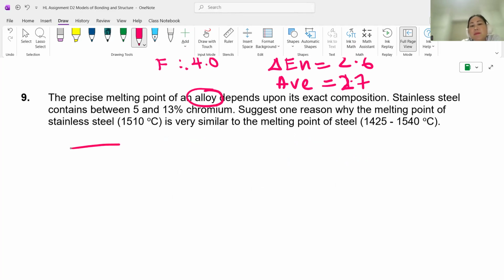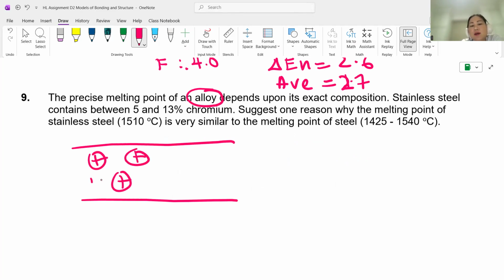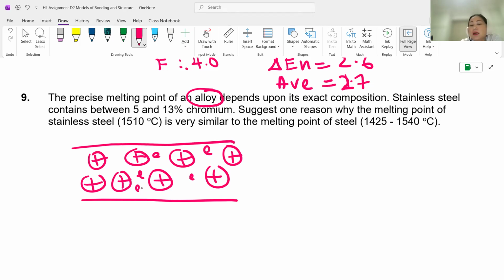If you remember, metal looks like this. So you have cations in a sea of delocalized electrons. That's metals. So in alloys, we purposely introduce other types of metals. And in this way, it actually creates a mixture.